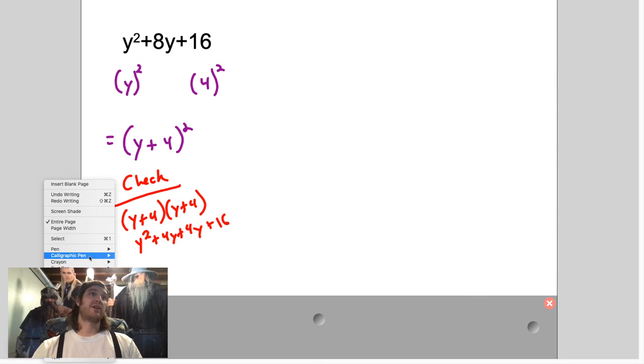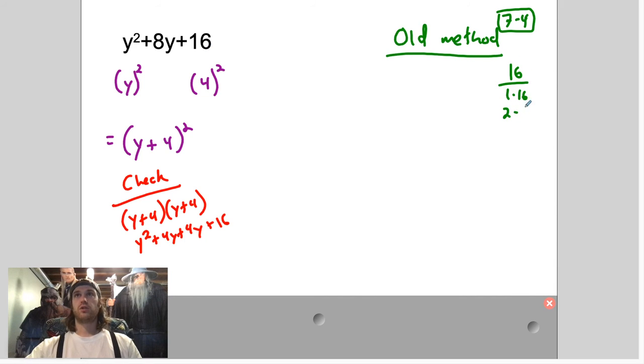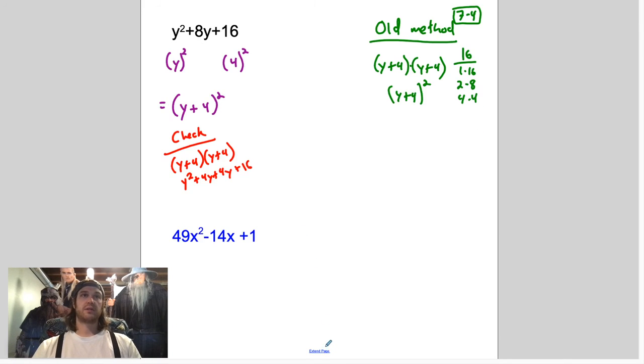Great. Now, if we were to factor this by the conventional or the old method, this would be from 7.4. Factoring using that old method from 7.4, we would say we need factors of 16 that add to 8. Well, factors of 16: 1 times 16, 2 times 8, 4 times 4. Hey, we found them. It's 4 and 4, so we'd write this as y plus 4 times y plus 4, but that's just y plus 4 squared. It's y plus 4 times itself. So, pretty exciting.